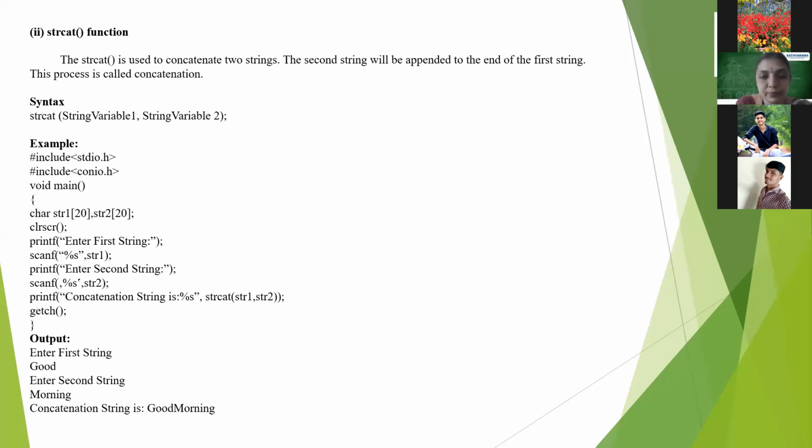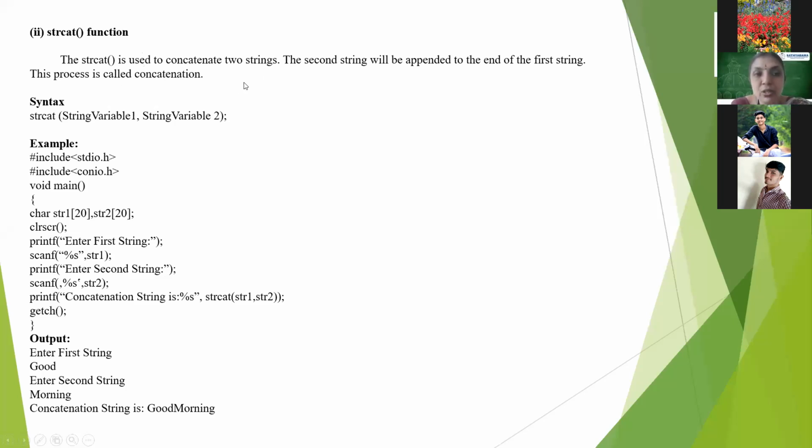It will combine and show, ma'am. That means it connects. The middle name is getting appended to the first name, and the last name is getting appended to the middle name. That can be performed using the strcat function, that is, the concatenate function. strcat is used to concatenate two strings. The second string will be appended to the end of the first string.